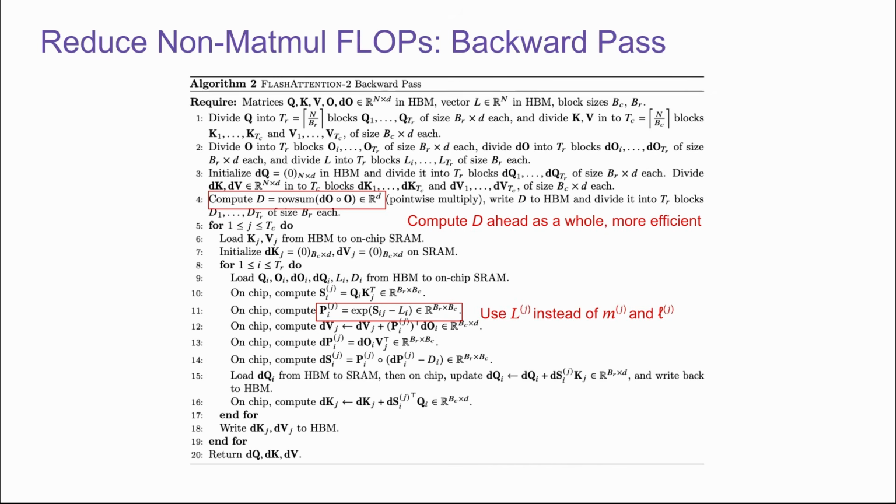For the backward pass, it's not that different compared with FlashAttention V1. I've also highlighted the differences here. The first one is not exactly reducing non-Matmul, but by pulling the computation for D ahead as a whole big chunk, it is indeed more efficient than FlashAttention V1. And this is where we tweak the algorithm a bit to use big Lj instead of mj and small lj, corresponding to the forward pass.